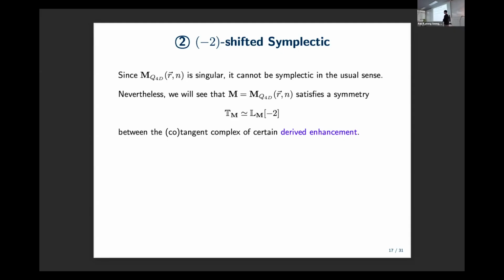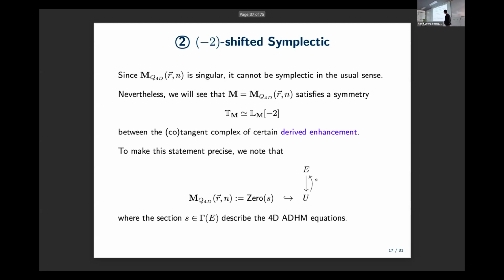And one of the most natural sources of the derived enhancement that you can look for is to recall how the moduli space was defined. The moduli space was defined by looking at some collection of linear maps, B_a, I_a, J_a, and then they were required to satisfy an equation. And in algebraic geometry, we can put that into this cartoon picture where this is a space of all the variables where B, I, and J live. And then we consider the zero set of this equation. The ADHM equations define a section of this vector bundle E, and its zero locus is the moduli space.